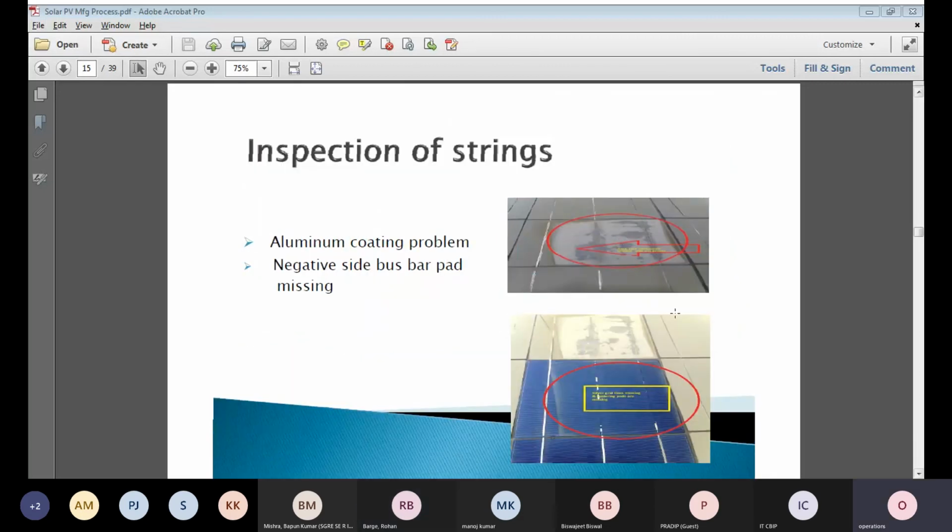And these are the cell problems, such as any issue with the screen printing. This comes from visual inspection. You can check it visually.